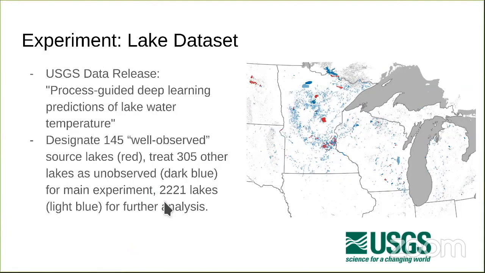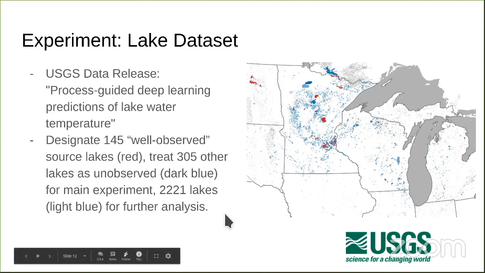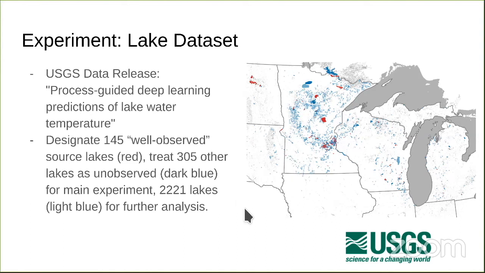So for the experiment of whether this meta transfer learning can effectively predict lake temperature of unmonitored lake systems, we use data from the USGS data release, process-guided deep learning predictions of lake water temperature. And we designate 145 lakes, mostly in Minnesota and Wisconsin, but in the general Midwest area, as the 145 most observed lakes, the source lakes to train the source models. And then we treat 305 other lakes as unobserved, shown in the dark blue here. And then we hold out another 2,000 or so lakes in light blue here for further analysis, but they're not usually well observed, so it's shown more for scaling analysis.